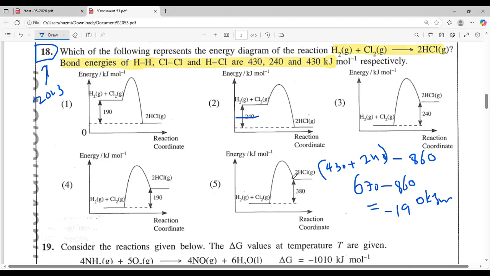Then all the 240s you can cancel. Now you have to see whether the answer is 1 or 4. It's an exothermic reaction. In an exothermic reaction, reactants have more energy than products. Now you can see the y-axis is energy, no? Therefore, see the reactants H2 and Cl2 have greater energy than HCl. When you see that here, the first one is the correct answer.